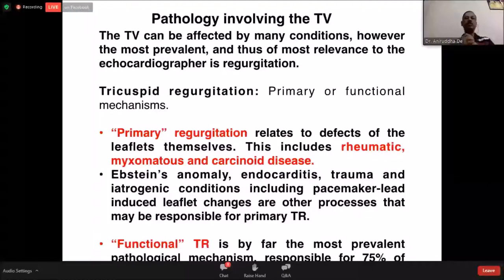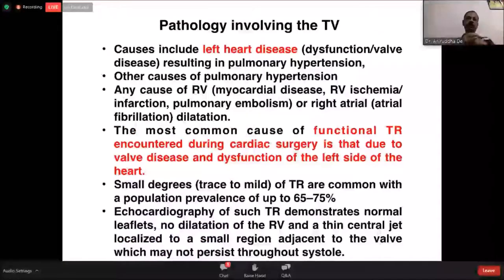Now, what are the pathologies involving the TV? TV can be affected by many conditions, where I already told you there may be primary regurgitation. These include rheumatic, myxomatous, or carcinoid disease, even Ebstein anomaly, pacemaker dependent or any device lead dependent. And functional TR is by far the most prevalent, in 75% of patients. It is the cause of left heart disease, particularly resulting in pulmonary hypertension, or other causes of pulmonary hypertension, then myocardial disease, pulmonary embolism, even atrial fibrillation with dilatation of the right atrium can give rise to it.